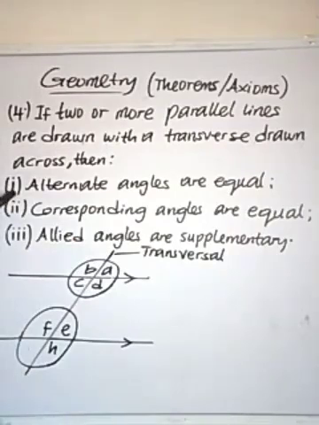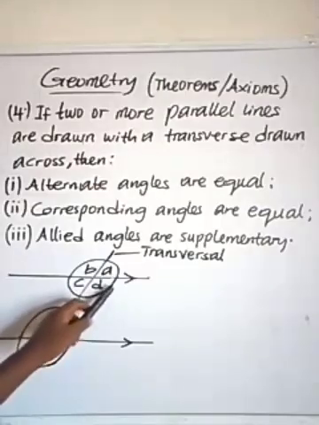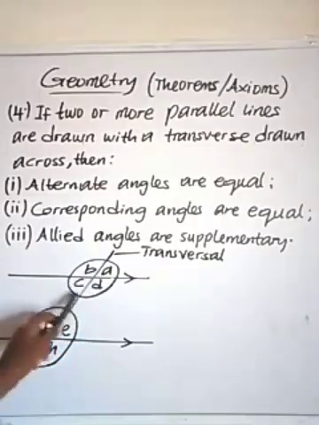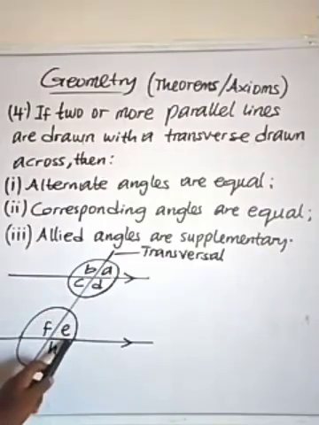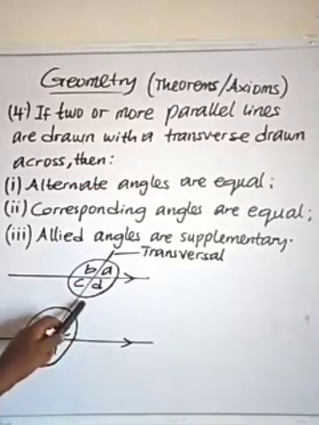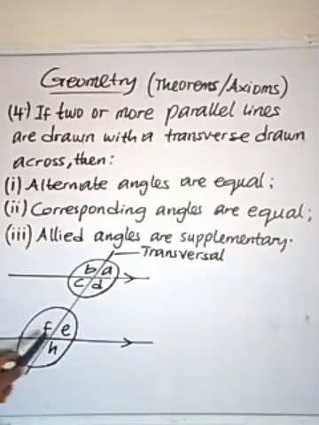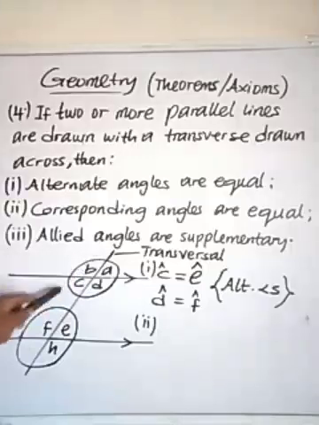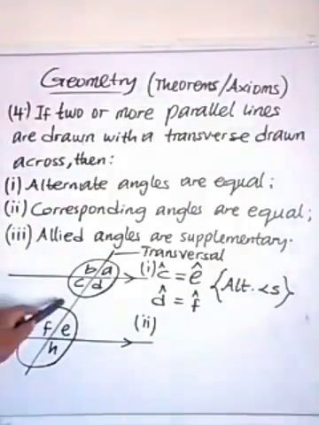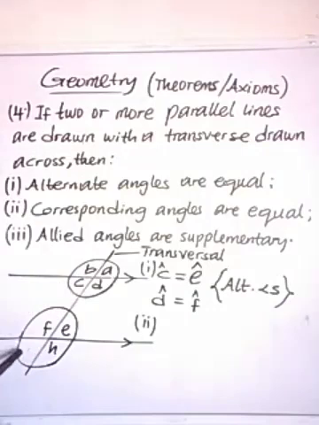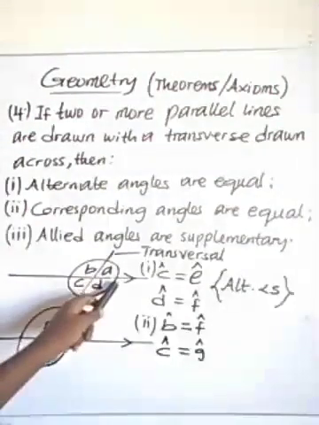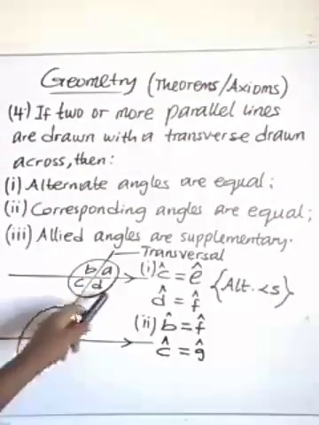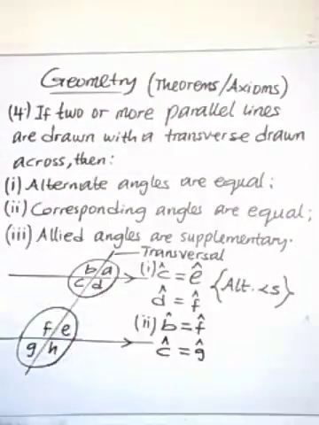Now, following the conditions, alternate angles are equal. Looking at the diagram, we have angle C being alternate to angle E, and also angle D being alternate to angle F. Condition 2, angle B corresponds to F, and angle C will correspond to the angle here. Let's say we're having G here. Also, angle A will correspond to angle E, and angle D will correspond to angle H.